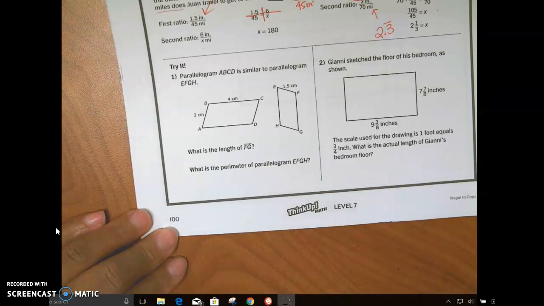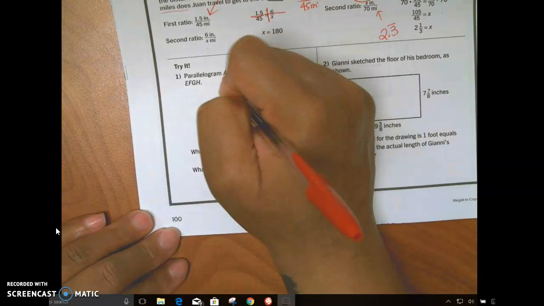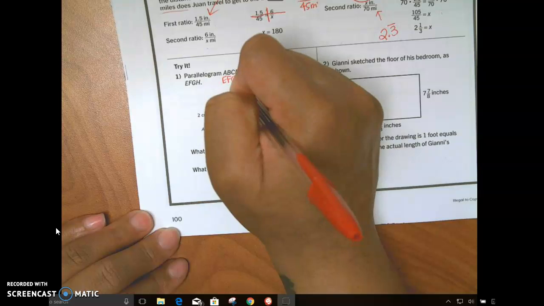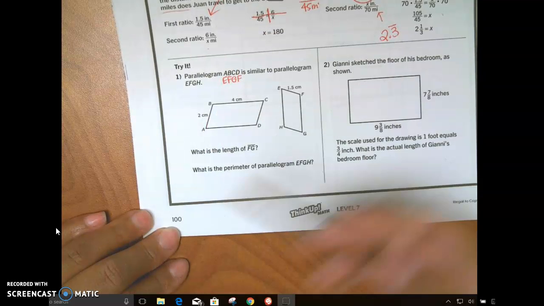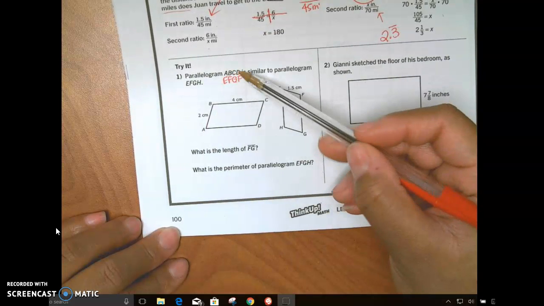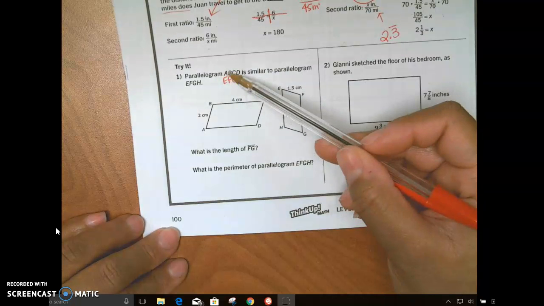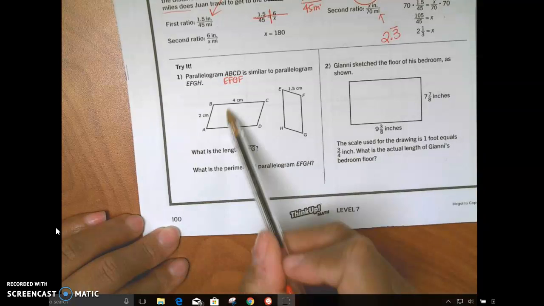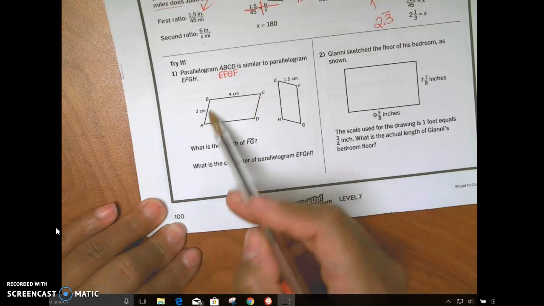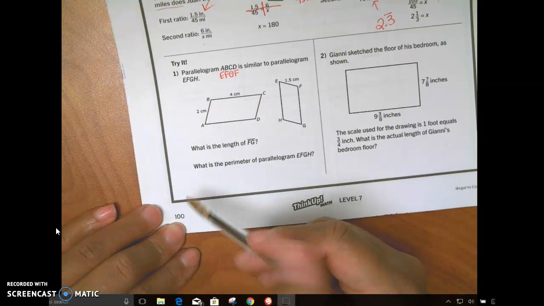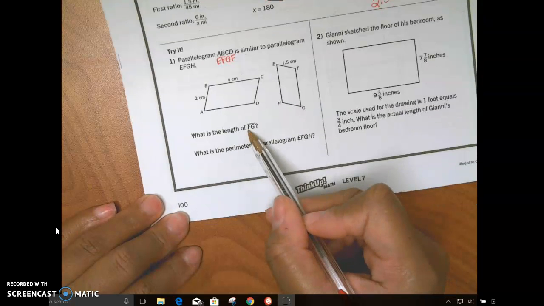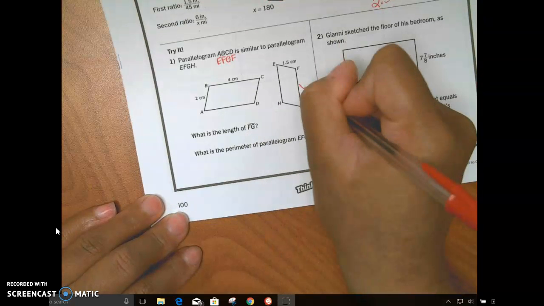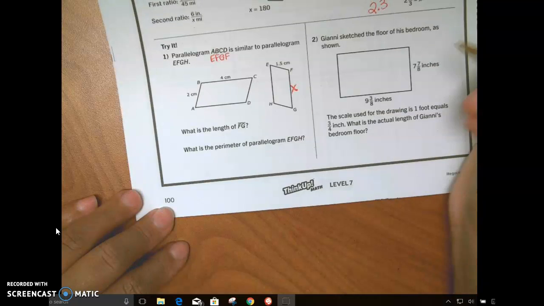Try it. Parallelogram ABCD is similar to parallelogram EFGH. Remember, I like to write my letters one on top of the other so I know who matches with whom. A and E, B and F, C and G, and D and H. The long side here is 4. The short side here is 2. What is the length of FG? Since I don't know it, I'm going to put an X there.